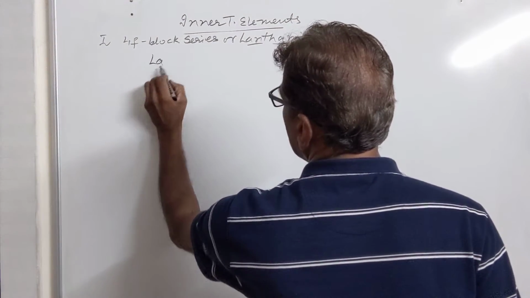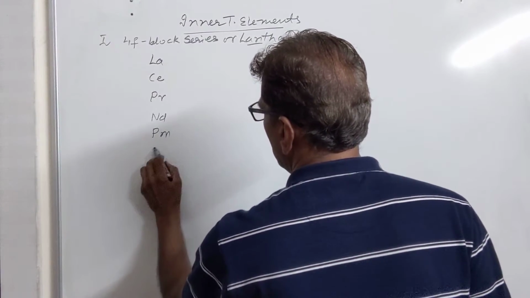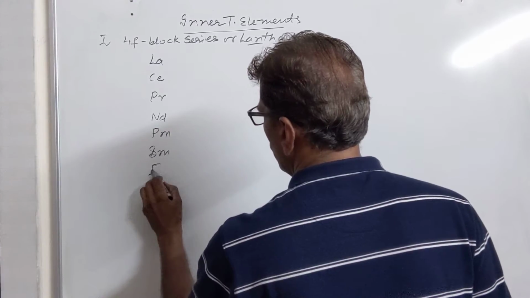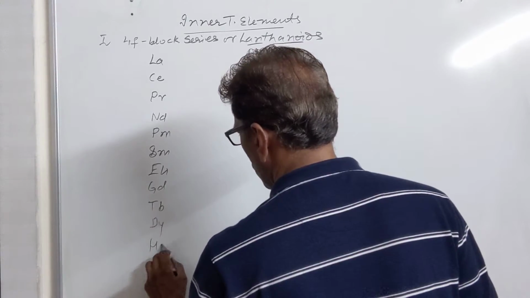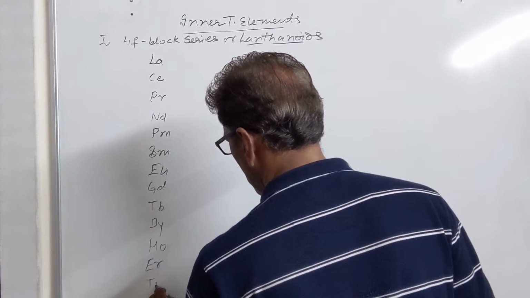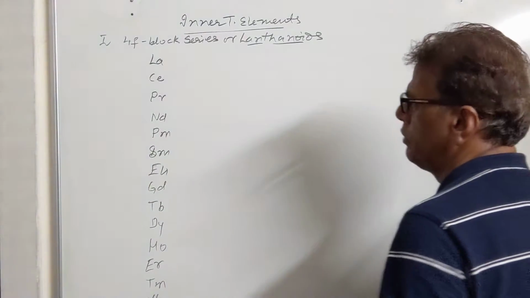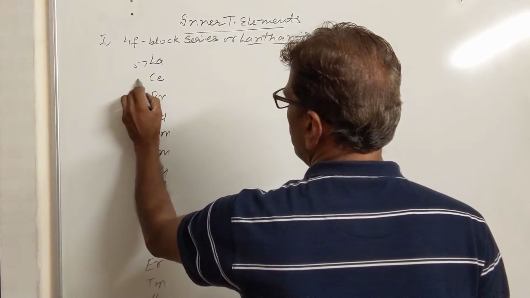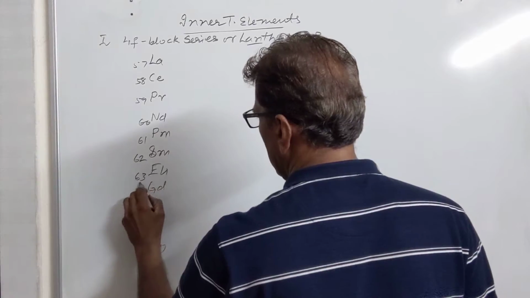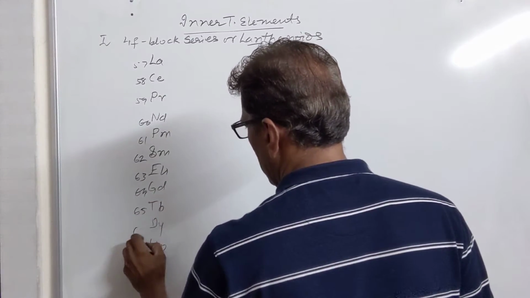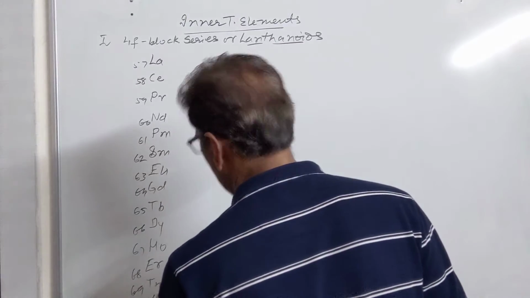So the elements are lanthanum, cerium, praseodymium, neodymium, promethium, samarium, europium, gadolinium, terbium, dysprosium, holmium, erbium, thulium, ytterbium and lutetium. So these are the elements. Their atomic numbers are 57, 58, 59, 60, 61, 62, 63, 64, 65, 66, 67, 68, 69, 70 and 71.